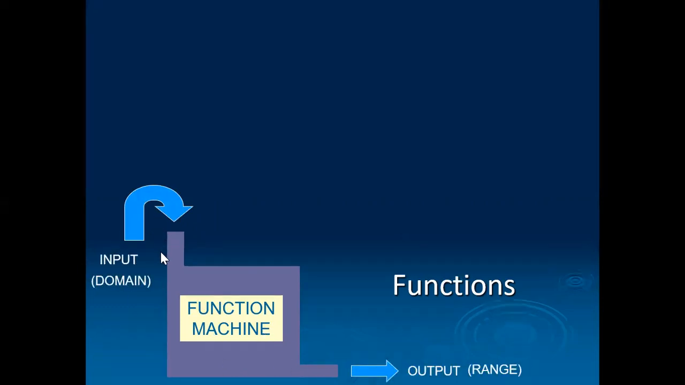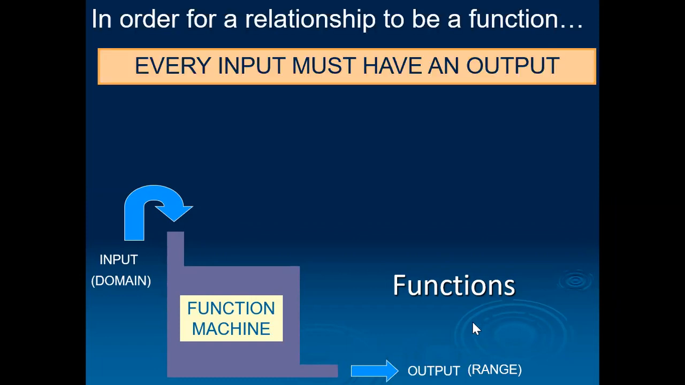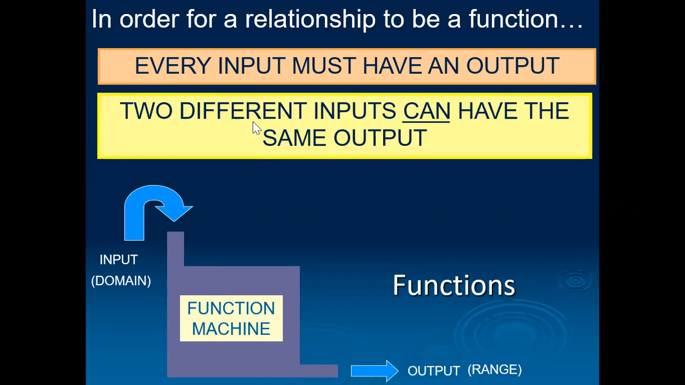The input is called the domain. These are the x coordinates. The output is called the range. These are the y part of the coordinate. Once again, every input must have an output. If you put something in, something has to come out.